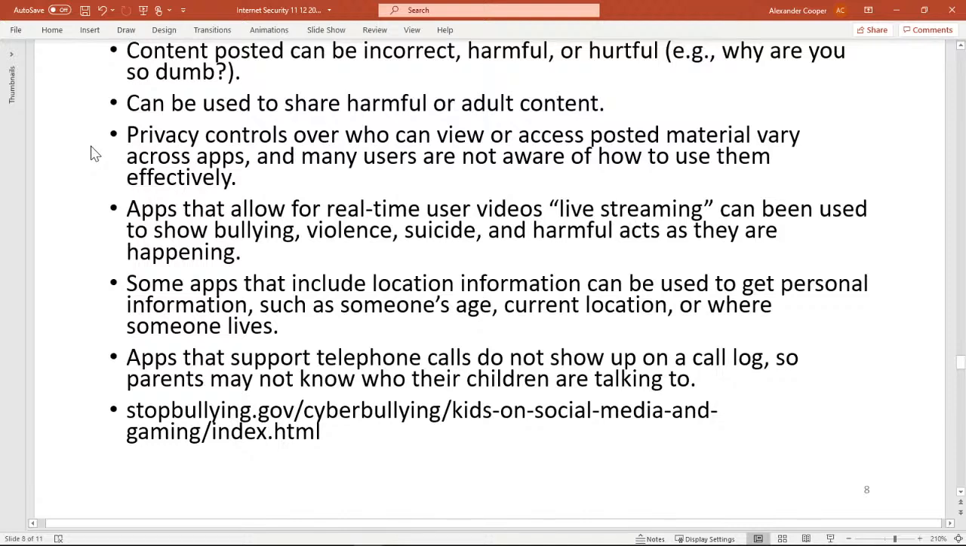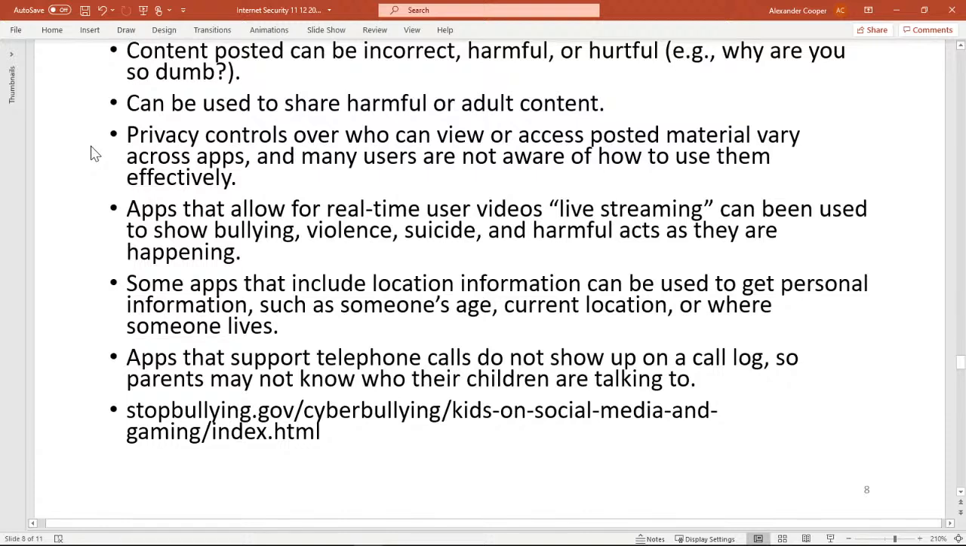I'll just say some folks using some of this stuff may not even realize that, like, Snapchat could be sharing their GPS location with their friends. Apps that support telephone calls do not show up on the call log, so parents may not know who their children are talking to. WhatsApp, and also calls through FaceTime, would be voice calls, not FaceTime video calls. It would not be through the Wi-Fi or whatever. It would not be listed as a call going through.